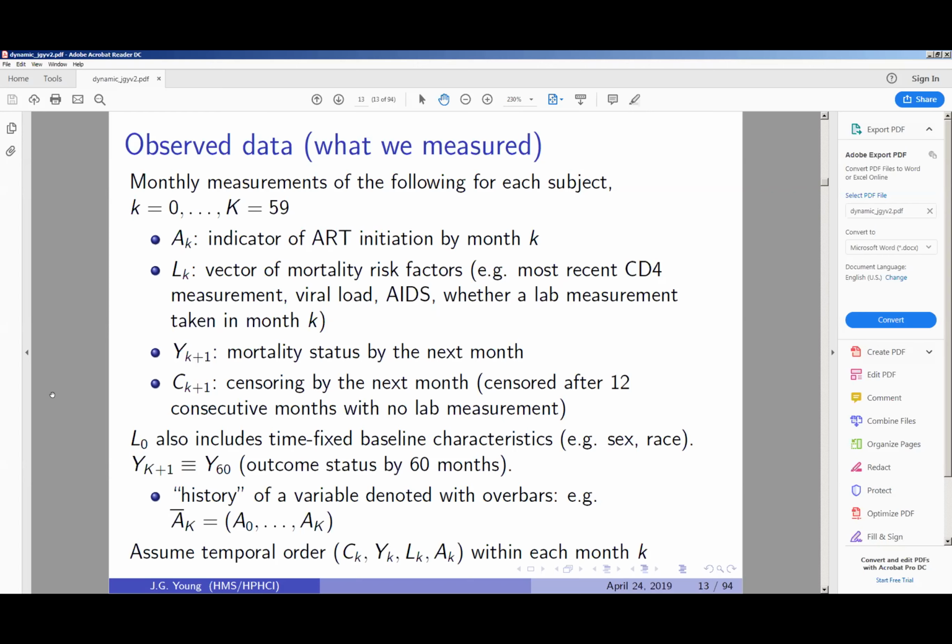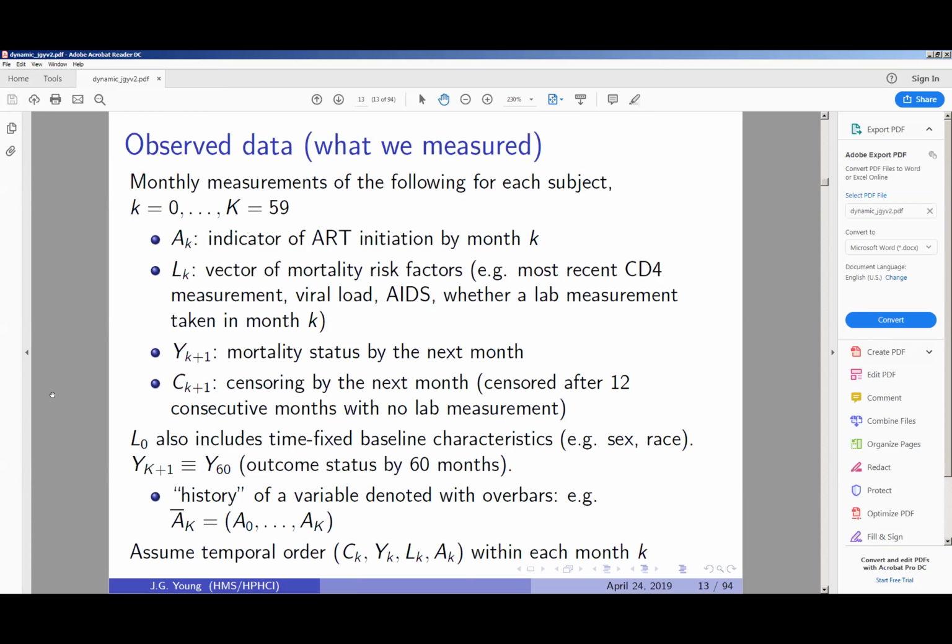So in this case, we have monthly measurements of the following random variables for each subject, where little k indexes a follow-up month beginning at 0, which denotes the baseline month, the month that everybody met that eligibility criteria and first fell into that CD4 range, and going up to a maximum of capital K equals 59. So we consider a maximum of 60-month follow-up.